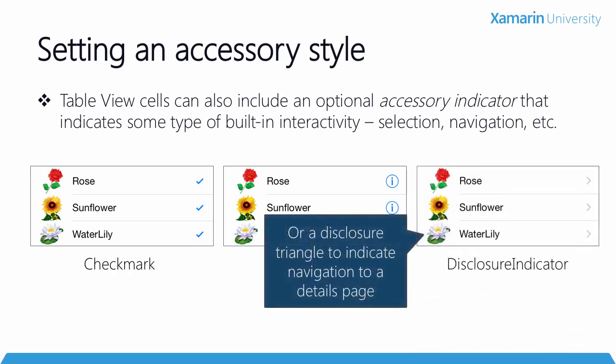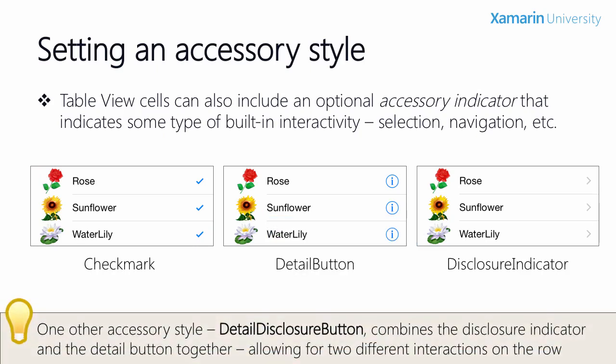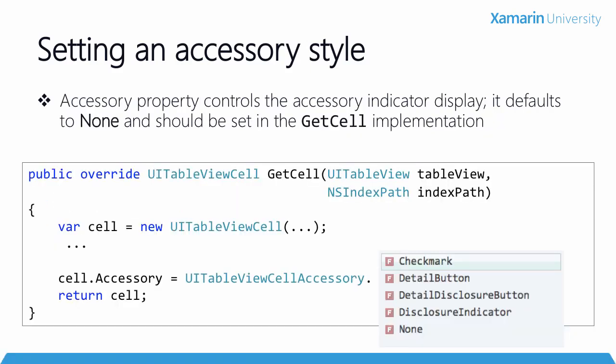Finally, we can turn on a disclosure indicator in the form of a chevron. This is often used to indicate a more details available navigation hint. Users would expect you to navigate to a second screen when you tap on the row, when you have this disclosure indicator turned on. There's one other type, which is detail disclosure button, which combines the last 2 together, giving you both a disclosure chevron as well as a details button.